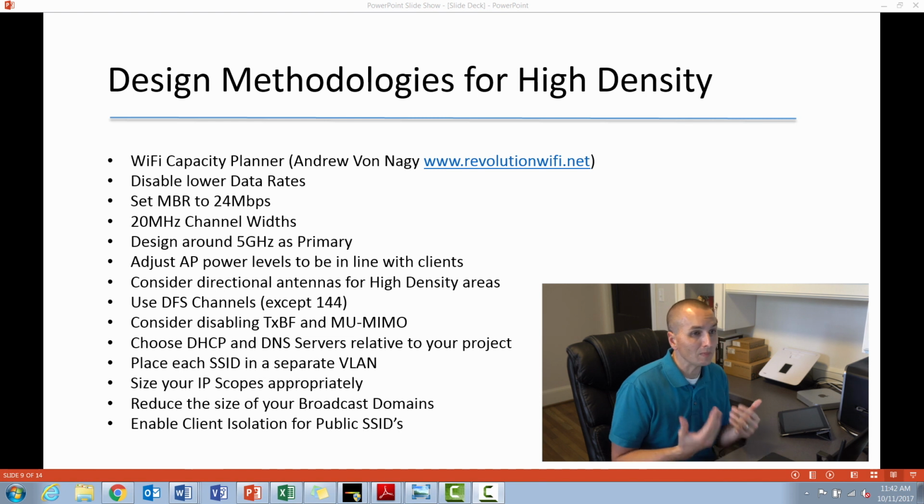Now keep in mind, most BSSs, most networks that we're seeing out there, they're going to be a mixed BSS. They're going to have possibly some legacy stuff. They're going to have some stuff that's non-multi-user MIMO capable. So that's also something to keep in mind.